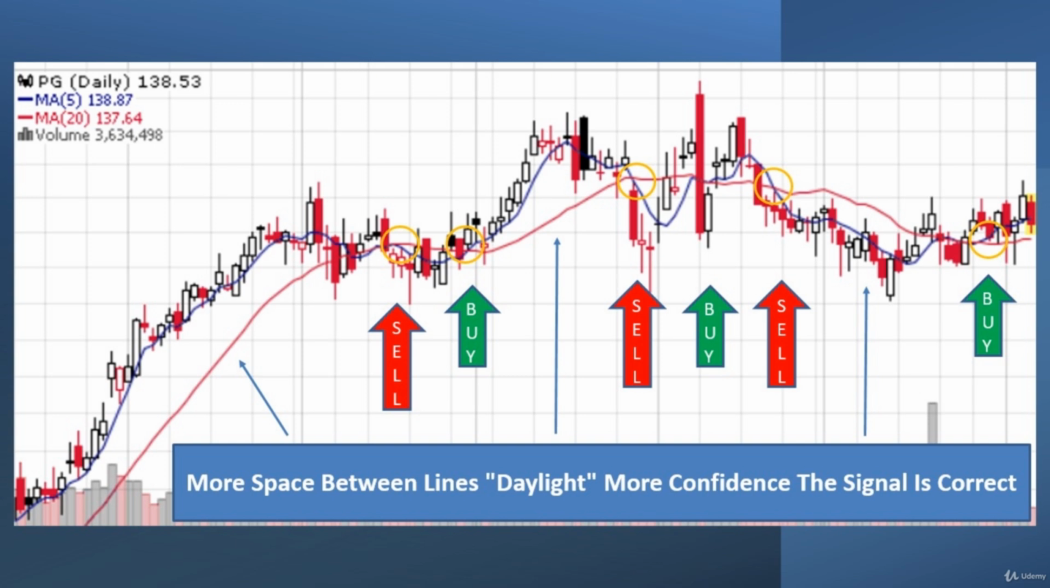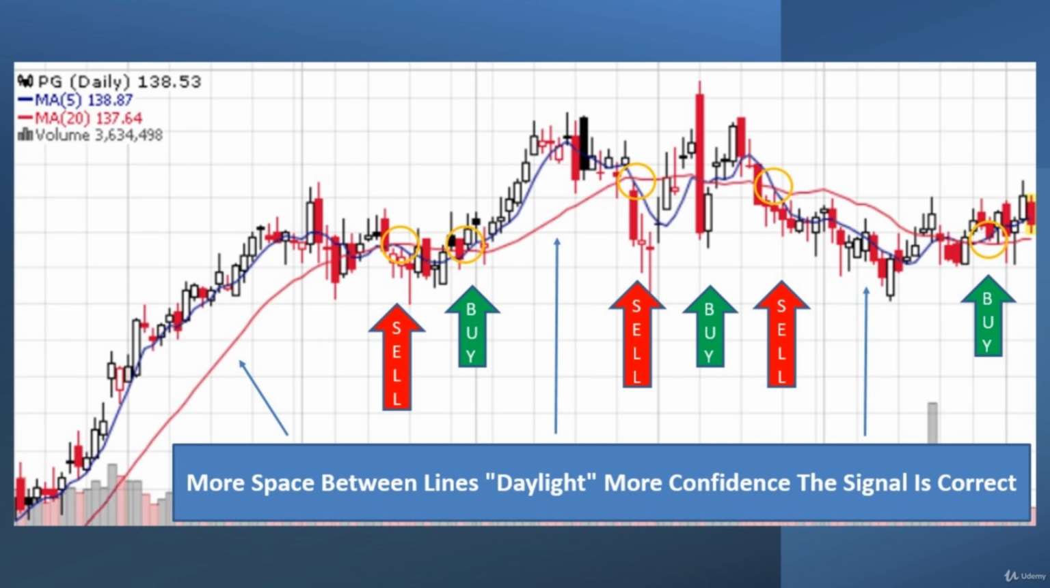So if we look over on the far left, or where the arrows point, and the other two areas as well, there's a lot of daylight, a lot of space between the blue and the pink line. So that gives us confidence that, okay, this is pretty strong. It's probably going to keep going in that uptrend, for example, on the far left. And so we feel pretty good. Once there's less daylight, which you can see in the first sell box, it starts to get kind of messy there, all close together. Then there's less confidence that that sell signal is correct, that it's not just going to whipsaw and go back to a buy signal.